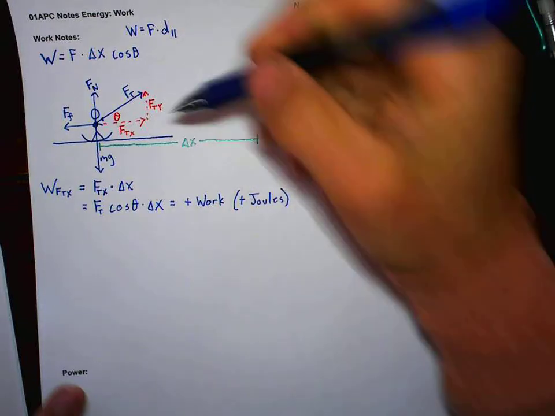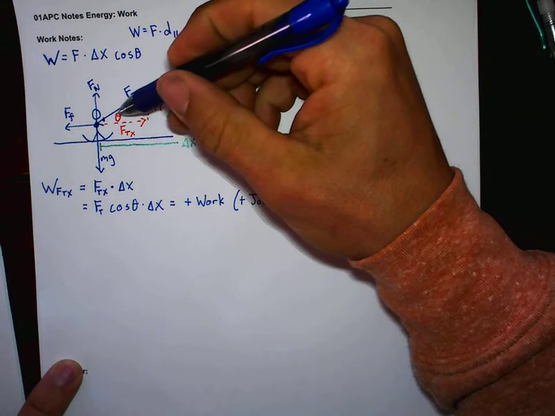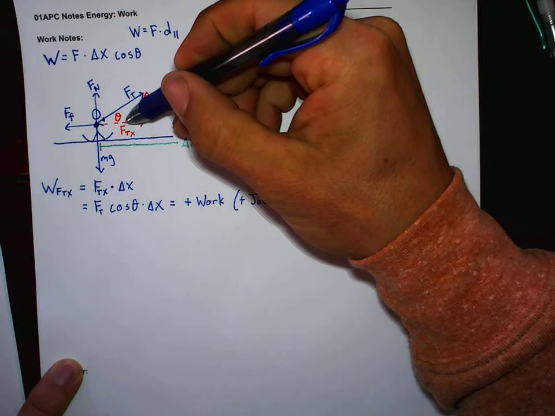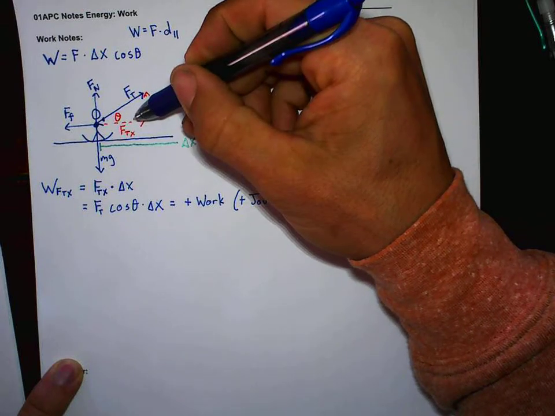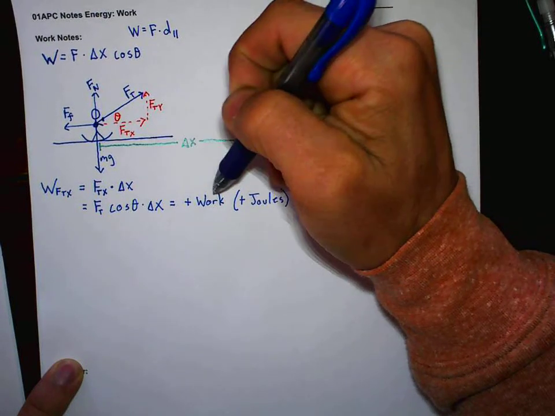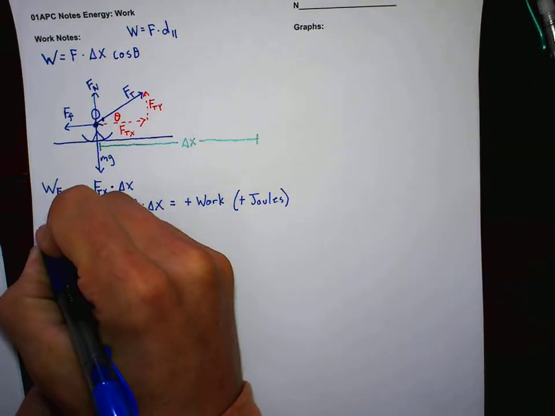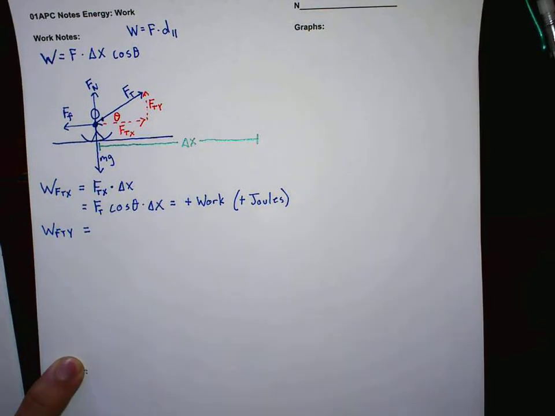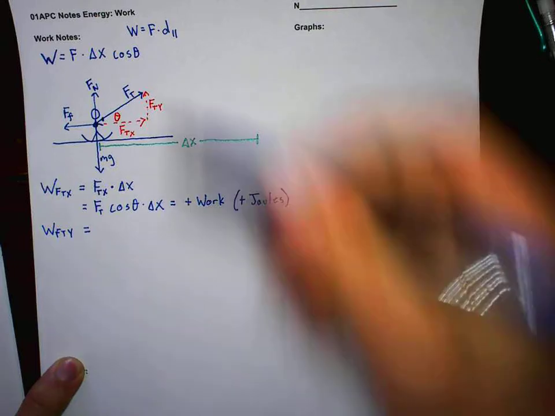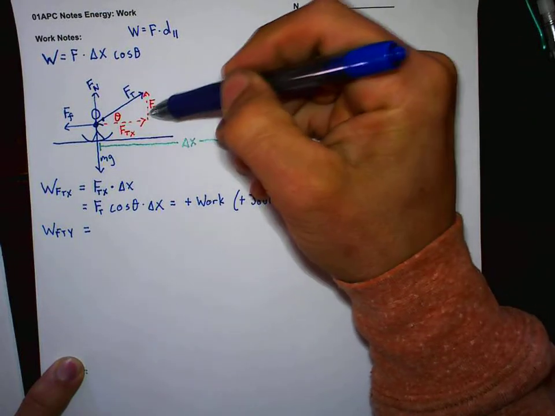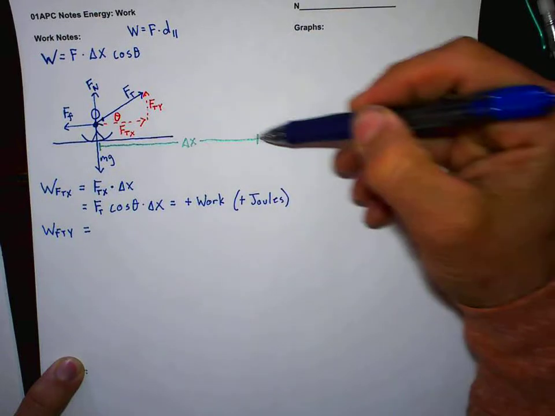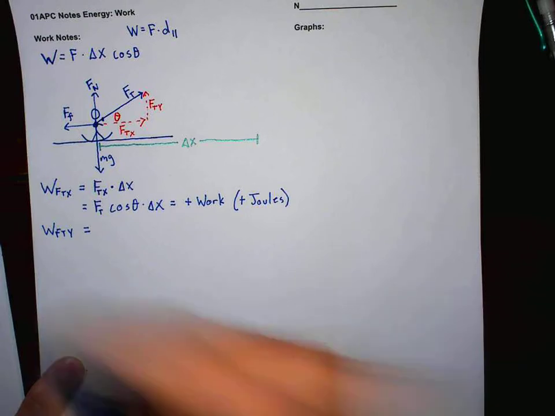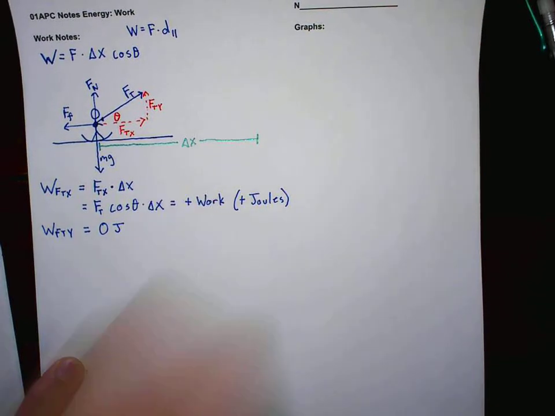If we look at what theta is, theta right here, that gives us the parallel component to this, and so it's going to come out to positive work. Now work done by Fty. If we look at the cosine of theta, this is up, this is in this direction. They're at 90 degrees to each other, so the cosine of 90 is 0. And so we're going to get 0 joules of work done.